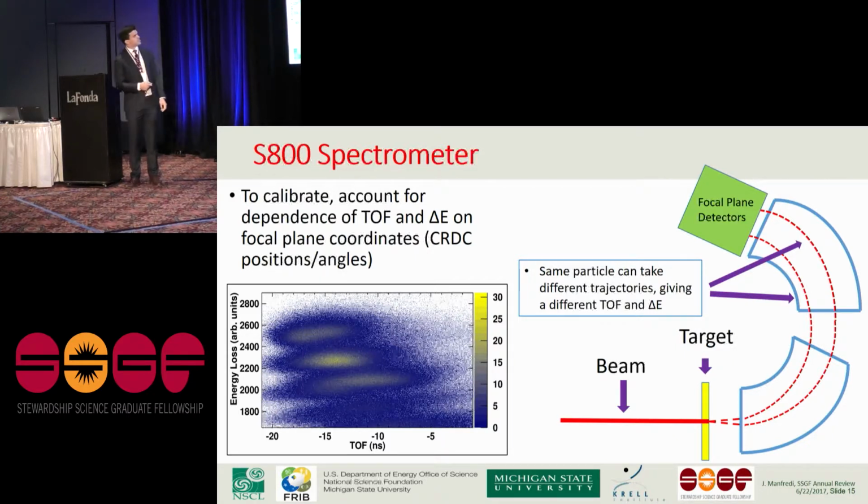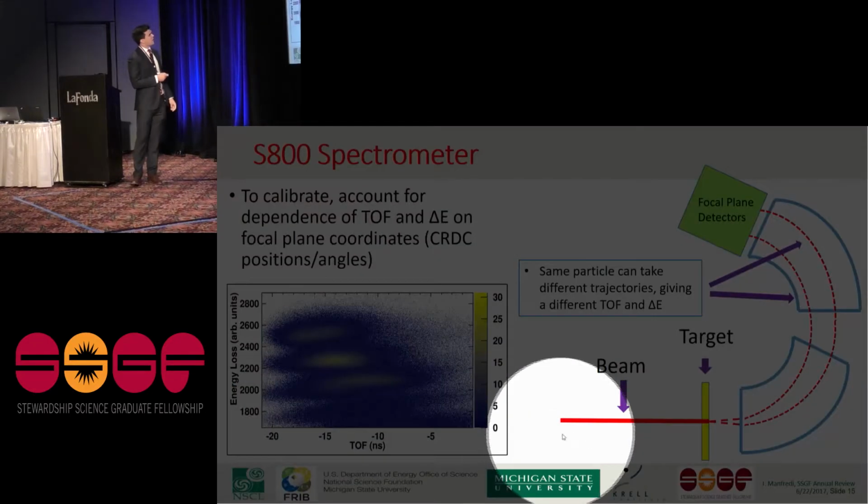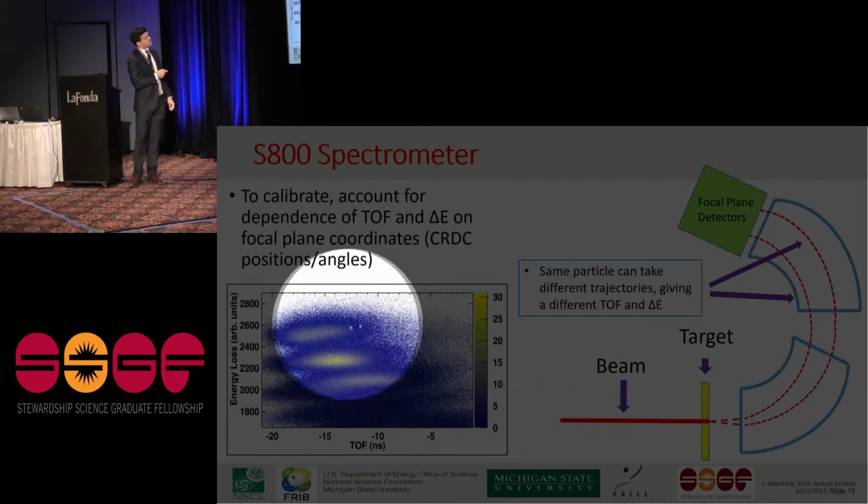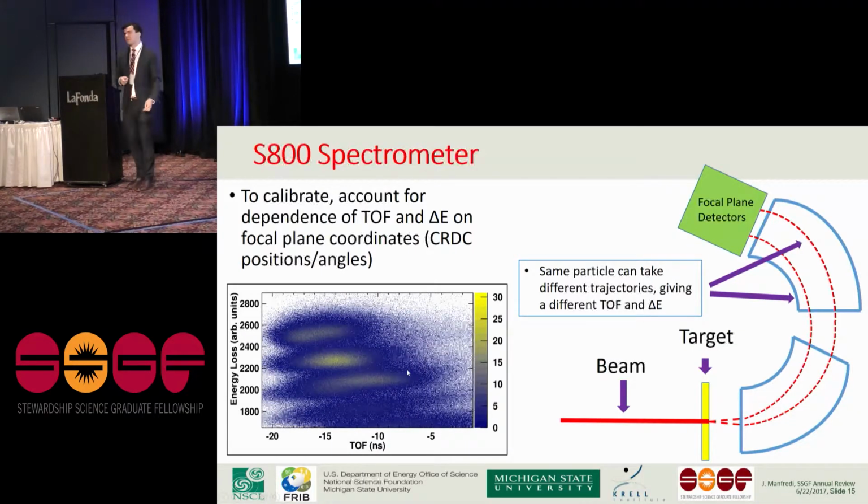We see a bunch of sort of ugly looking bands. Each of these corresponds to a different Z. But we don't care about Z, we care about individual isotopes. And the reason that this looks so crappy is that in the S800, a single particle, depending on the angle it's scattered in the reaction, can take very different trajectories. And different trajectories means different energy loss deposited in the detector, different time of flight. And so we have to do a bunch of empirical corrections.